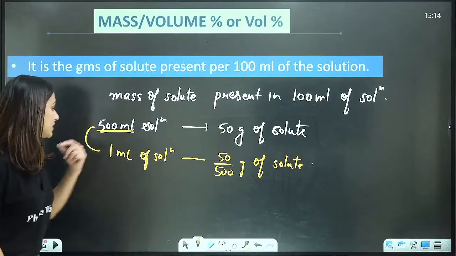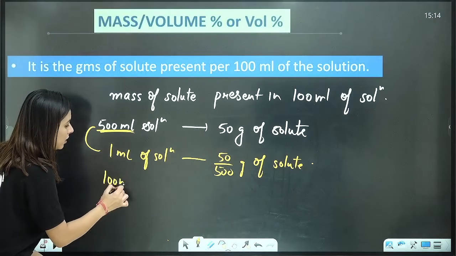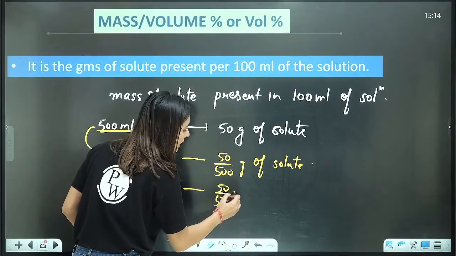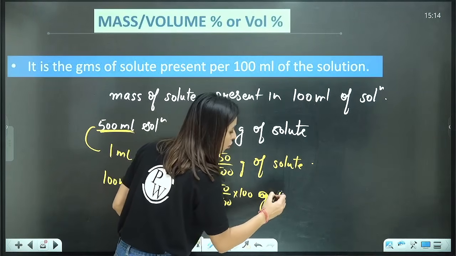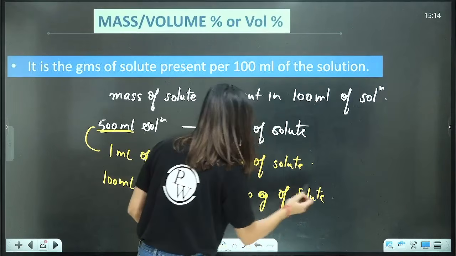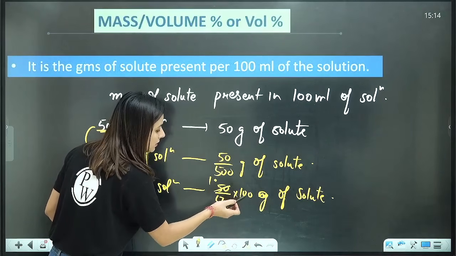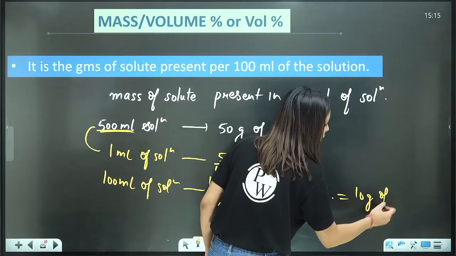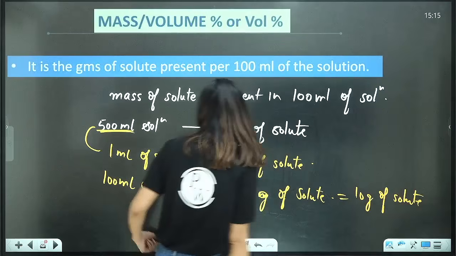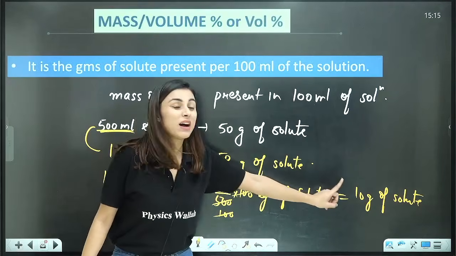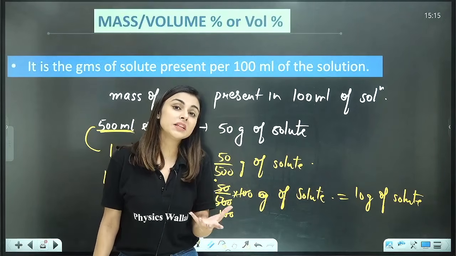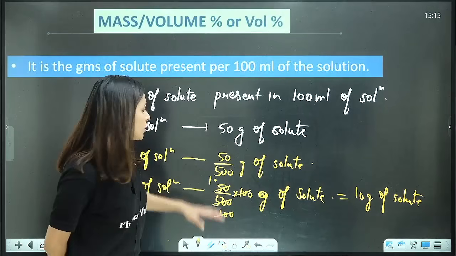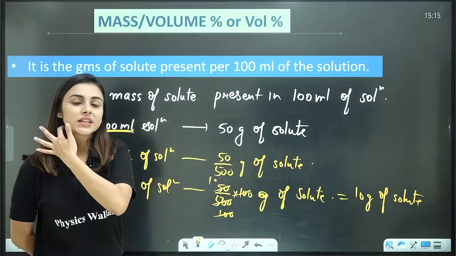Next, if you have 100 ml of solution, then you will have 50 upon 500 into 100 grams of solute. Just solve it. So basically 10 grams of solute. So now you can say that in 100 ml of solution, you have 10 grams of solute. So what will be the mass by volume percentage? The mass by volume percentage would be 10. So this is one method of solving this question using the unitary method.